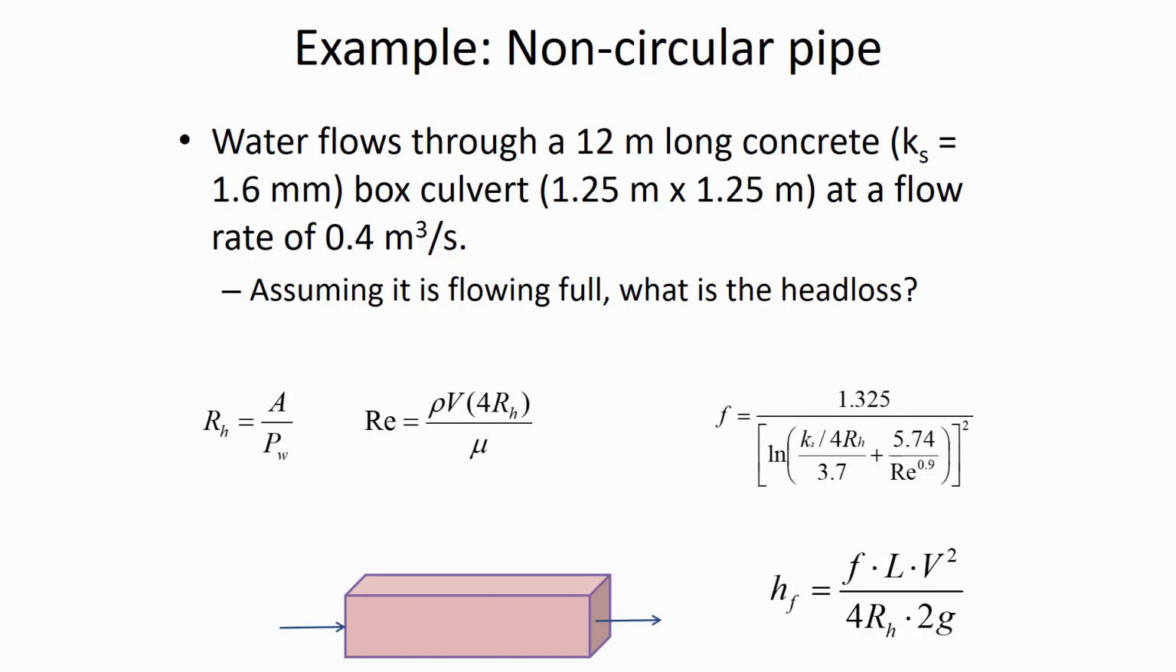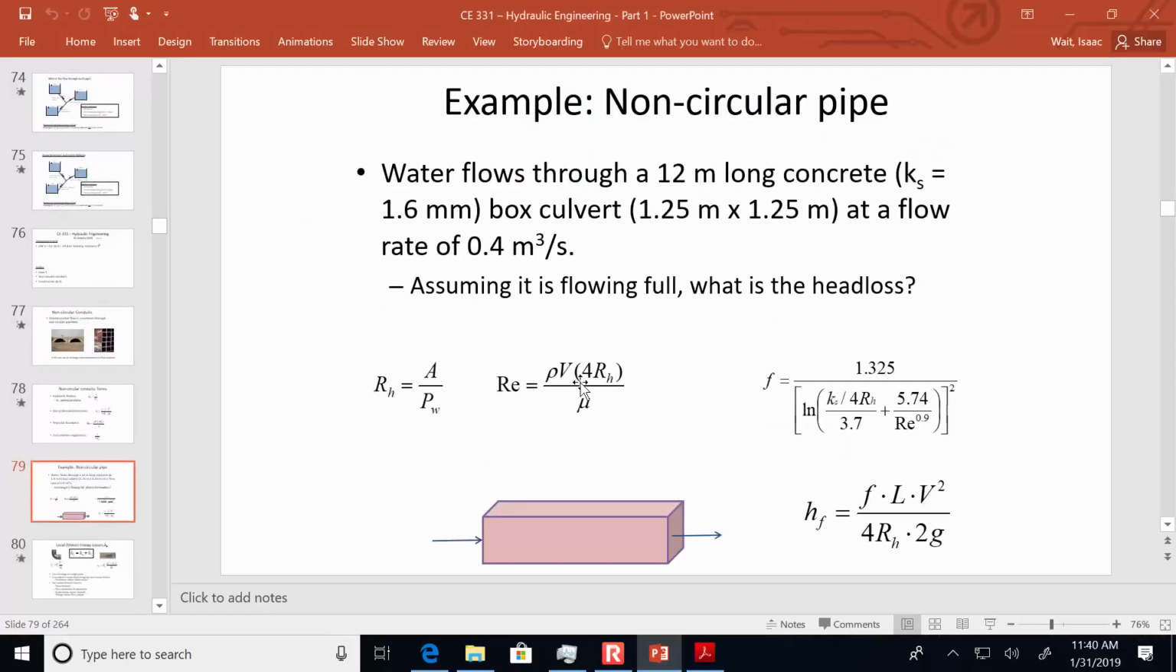Okay, so we want to find out how much head loss is there through this structure. So we've got L equals 12 meters, K sub s equals 1.6 millimeters. Our cross-sectional area, 1.25 meters by 1.25 meters. So it's 1.5625 meters squared. And the flow rate is 0.4 cubic meters per second.